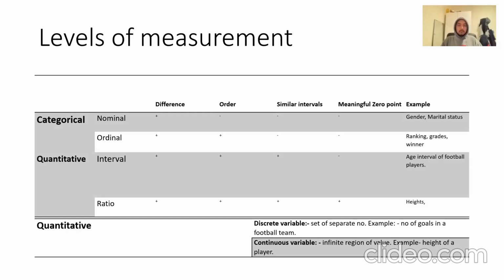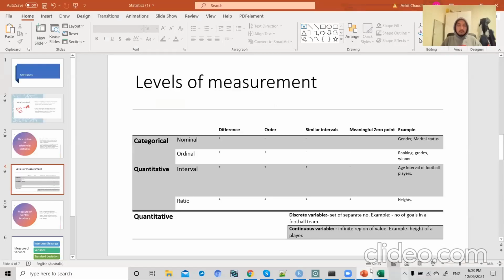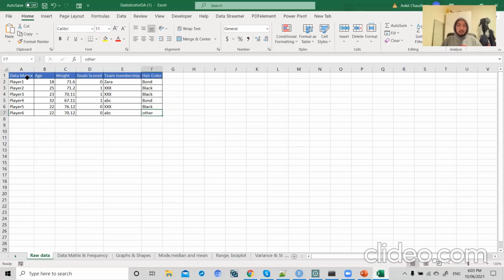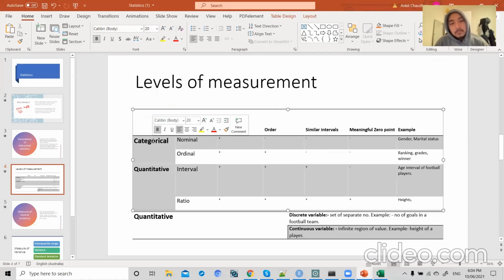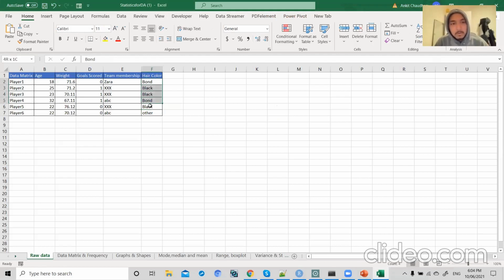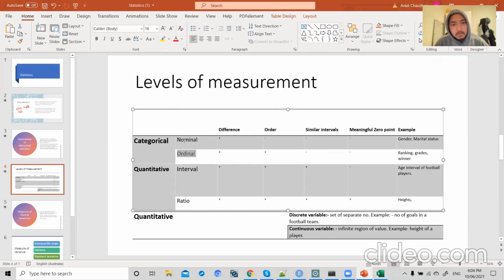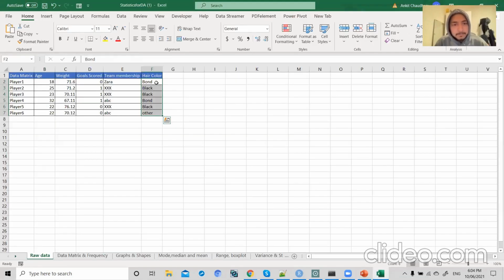So looking at this data set, at these sample rows, what can we say? This one is your bond black. Which one does it fall under? This is categorical, right? But is it nominal or ordinal? Ordinal means it should follow some ranking order. So this is your nominal.